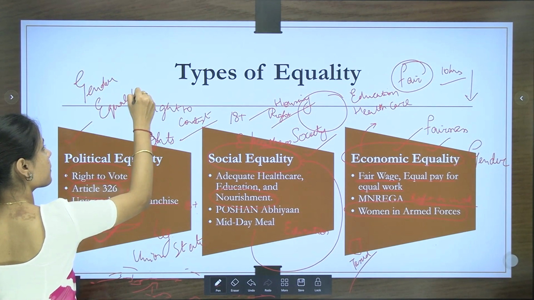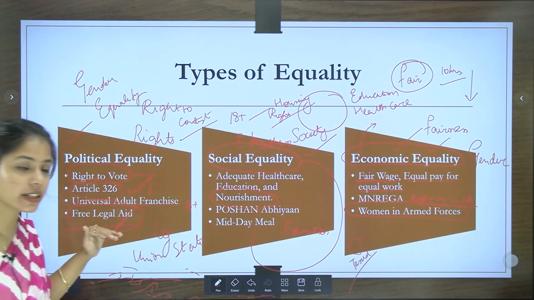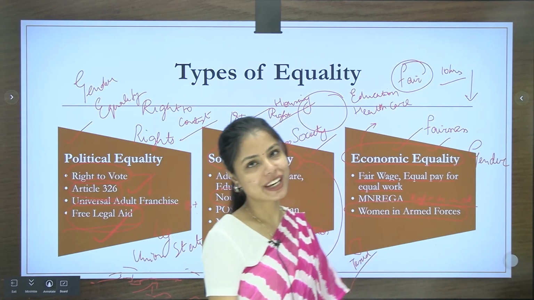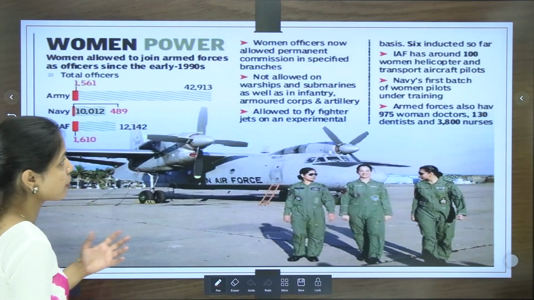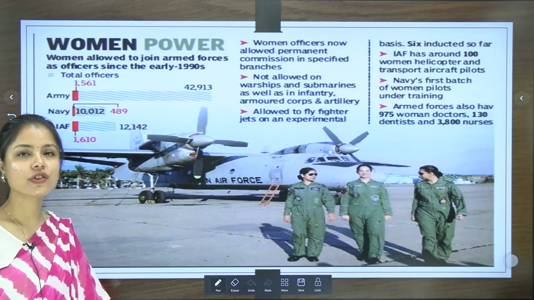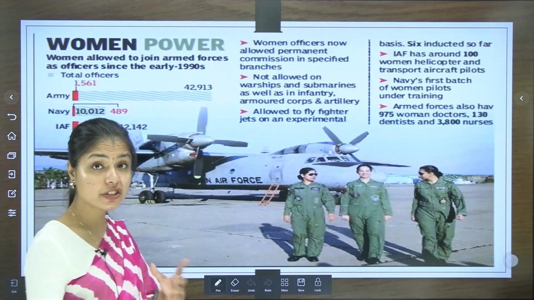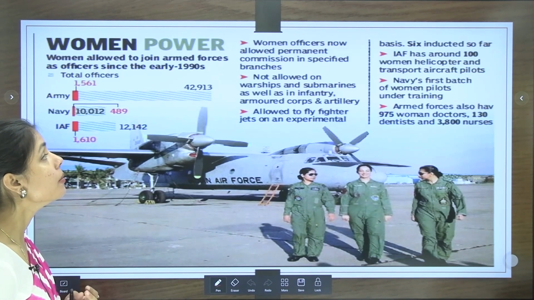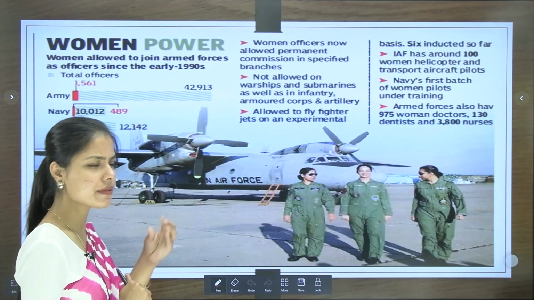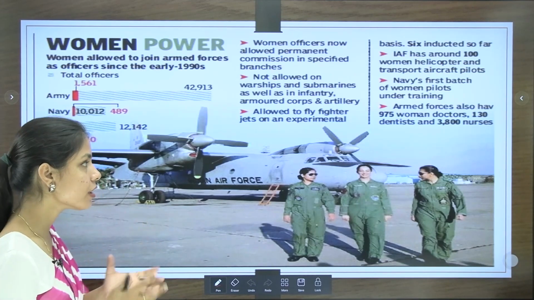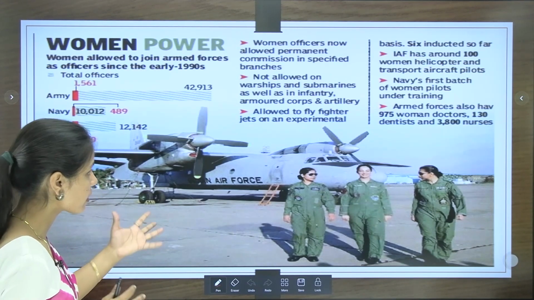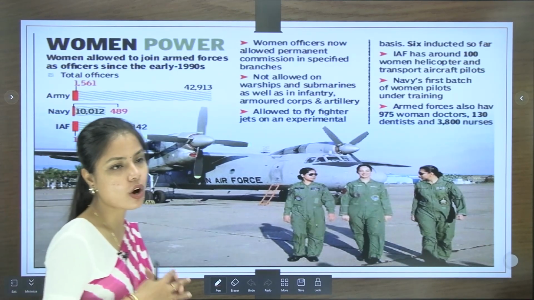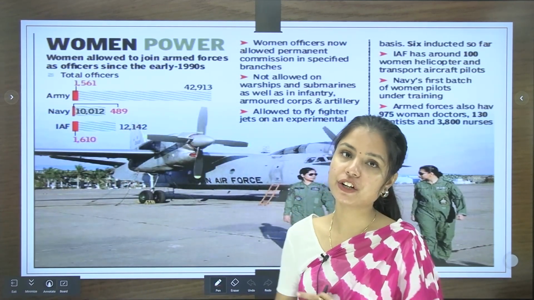So I hope these three aspects of equality are clear to you: political equality, social equality and economic equality. Now this is what I was talking about, right, in terms of economic equality and the gender quotient of it. So this is about how women officers now are allowed permanent commission. Of course, it is in some specified branches. There is still a long way to go in here, but this is a good example to understand what economic equality means in the gender context.